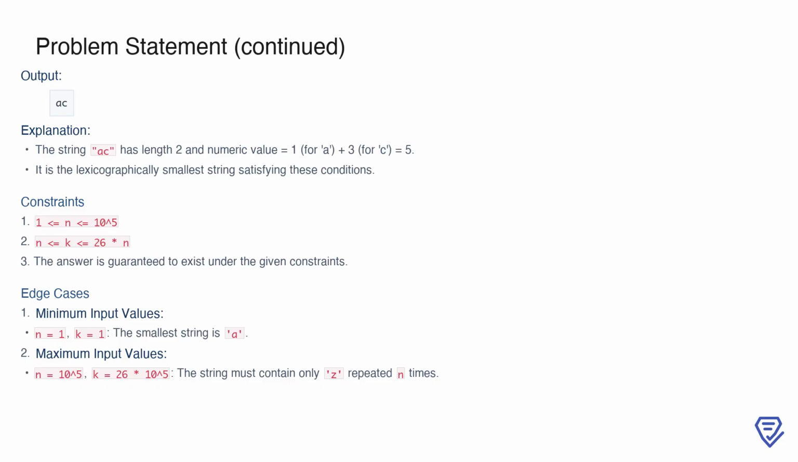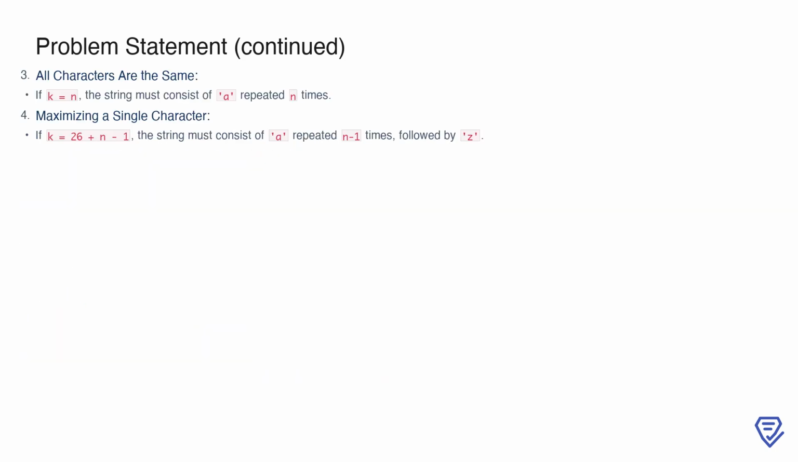Additionally, edge cases include scenarios like the minimum input values, where n equals 1 and k equals 1. In this case, the output would simply be a. For the maximum input values, when n equals 100,000 and k equals 26 times 100,000, the string would consist entirely of z repeated 100,000 times. There are also specific patterns to consider.